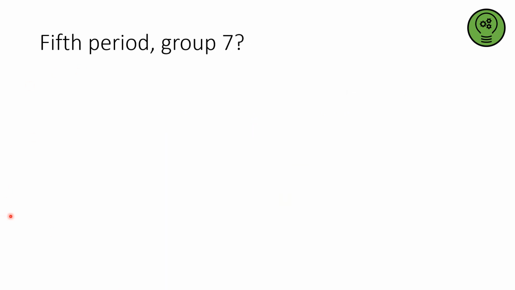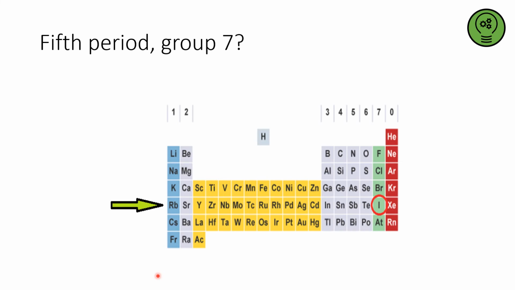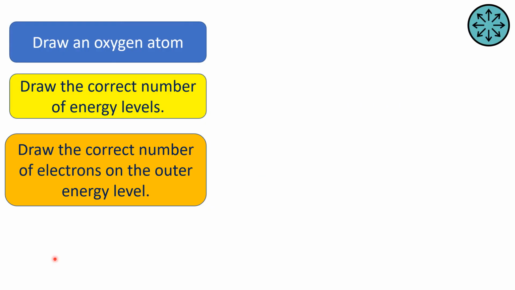Okay, 5th period and group 7. So I'm looking for 1, 2, 3, 4, 5. I'm looking for group 7. 1, 2, miss out the transition metals. 3, 4, 5, 6, 7. That gives me iodine. So it could go the other way then.